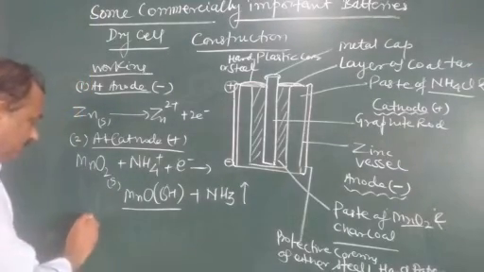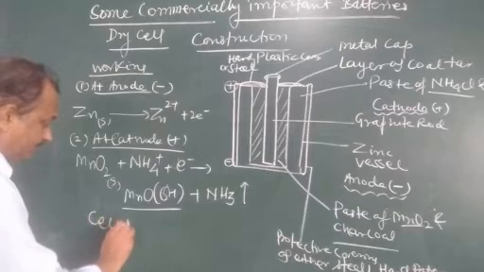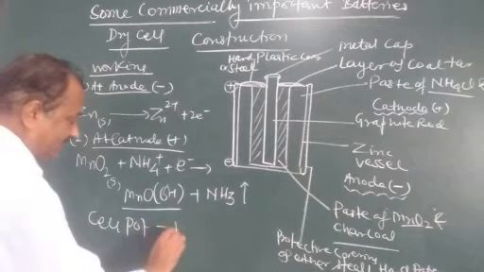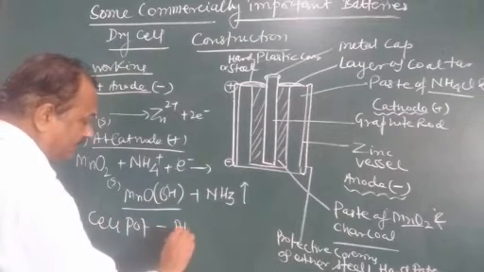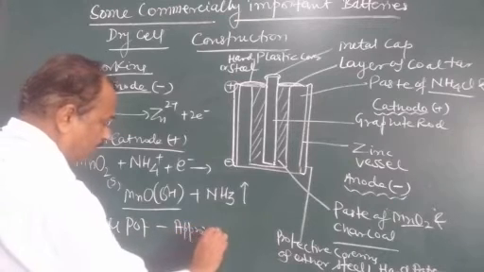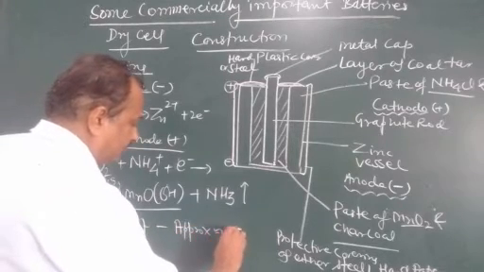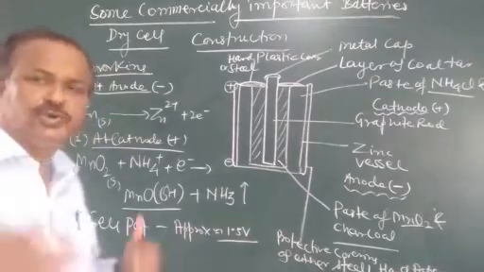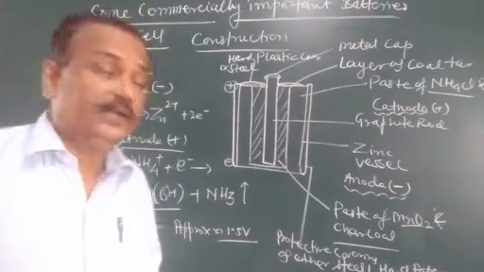Now coming to the cell potential. Cell potential or cell voltage is approximately 1.5 volt. On average, 1.3 to 1.5 depending on the condition.